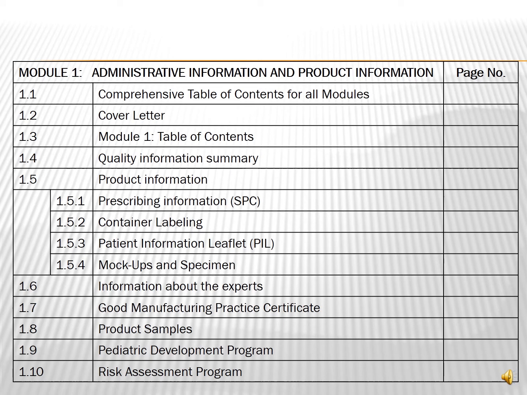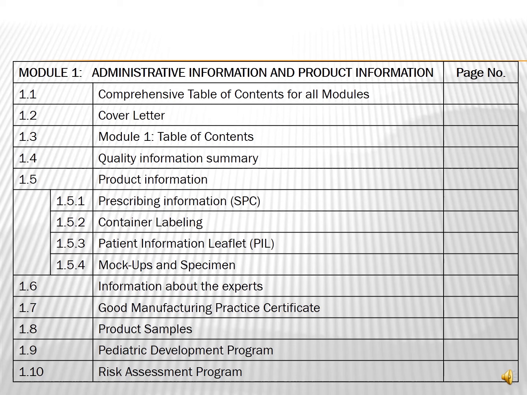This is an example of what the table of contents for Module 1 should look like. The numbering must start at 1.1, indicating the first content of Module 1. In this example, we have 10 contents. Starting at 1.1, the comprehensive table of contents for our modules. 1.2, the cover letter. 1.3, the table of contents for Module 1. 1.4, the quality information summary, which is generally a summarized version of the QOS, or the quality overall summary, which is in Module 2.